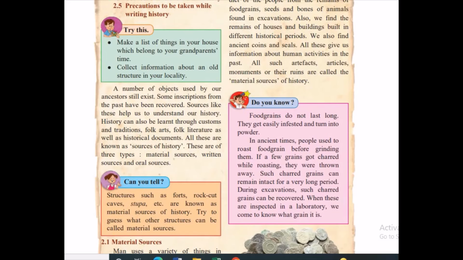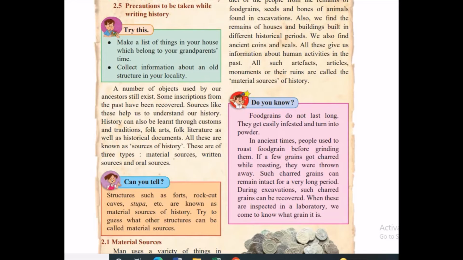Now, a number of objects used by the ancestors still exist. Some inscriptions of the past have been recovered. So these sources help us to understand our history. History can also be learned through customs, tradition, folk art, folk literature, as well as historical documents. All these are known as sources of history.